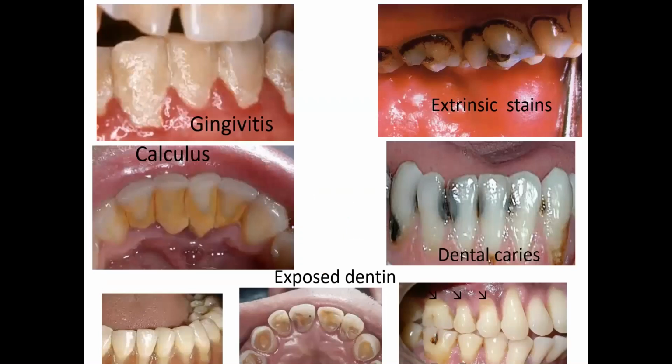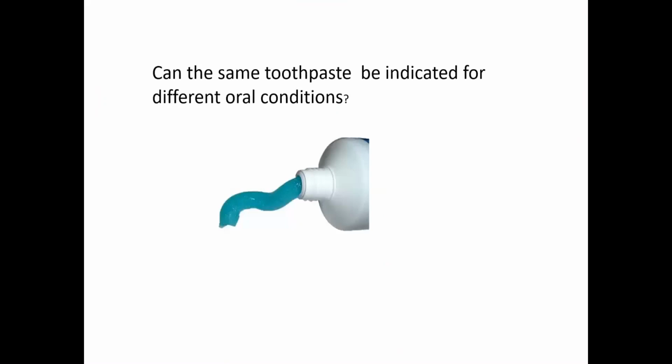So, the patient may present with different oral conditions. Say, for example, gingivitis. The patient may have extrinsic stains, calculus, dental caries, or exposed dentin. So, here is the question. Can the same toothpaste be indicated for different oral conditions that we just saw?